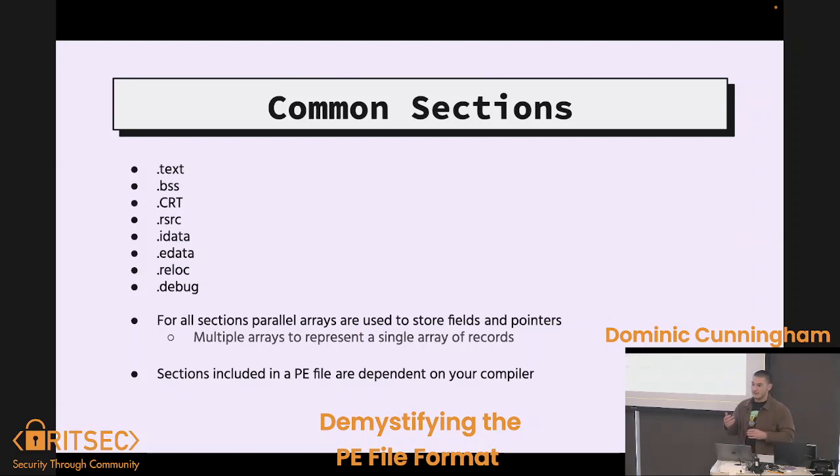There are a few common sections, all of which will depend on whatever your compiler is. Say you're compiling with Visual Studio, maybe you have the CRT section in there. Some compilers include an rdata section, some don't. Depending on if it's a PE file or a COFF file, there may not be a relocation section. And then all of the data within most of your sections is going to be stored in parallel arrays, which is where we get a little deeper into these computer science concepts, which I'm going to try to keep to a minimum, but you can't avoid it for things like this.